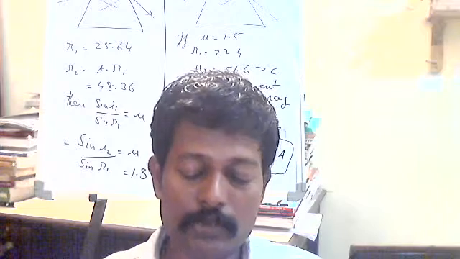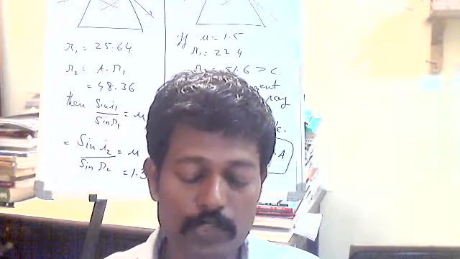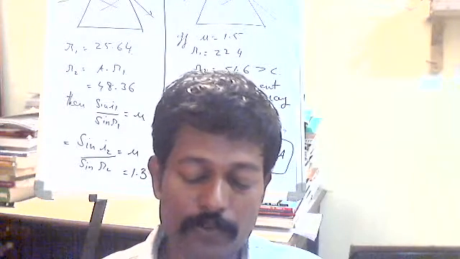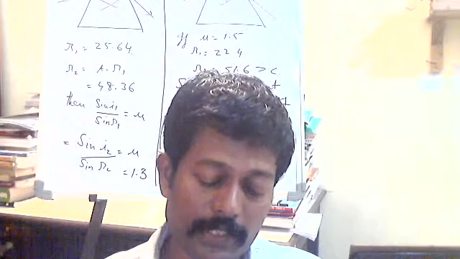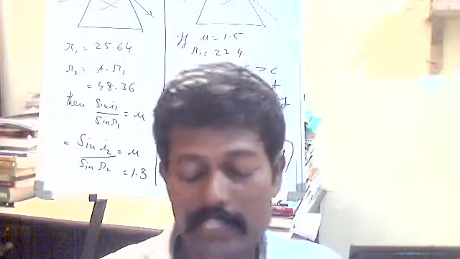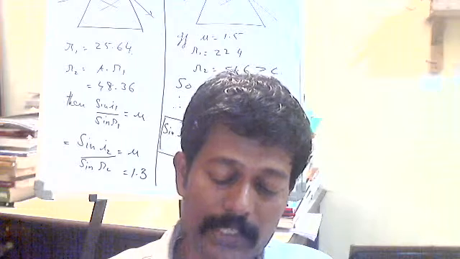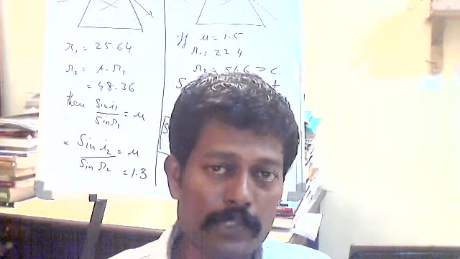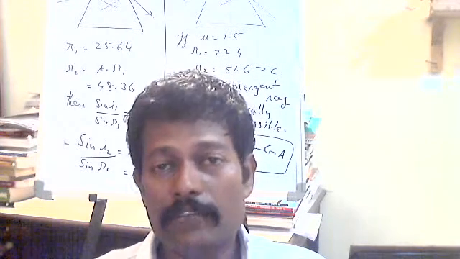So here the unknown is only R1. He will calculate R1 and it comes to 25.64 and R2 comes to 48.36, and therefore the value of mu is sine 35 by sine 25.64, which comes to 1.3. Similarly, on the other side he gets sine 79 by sine 48.36, that also comes to 1.3, and of course that is the answer actually.